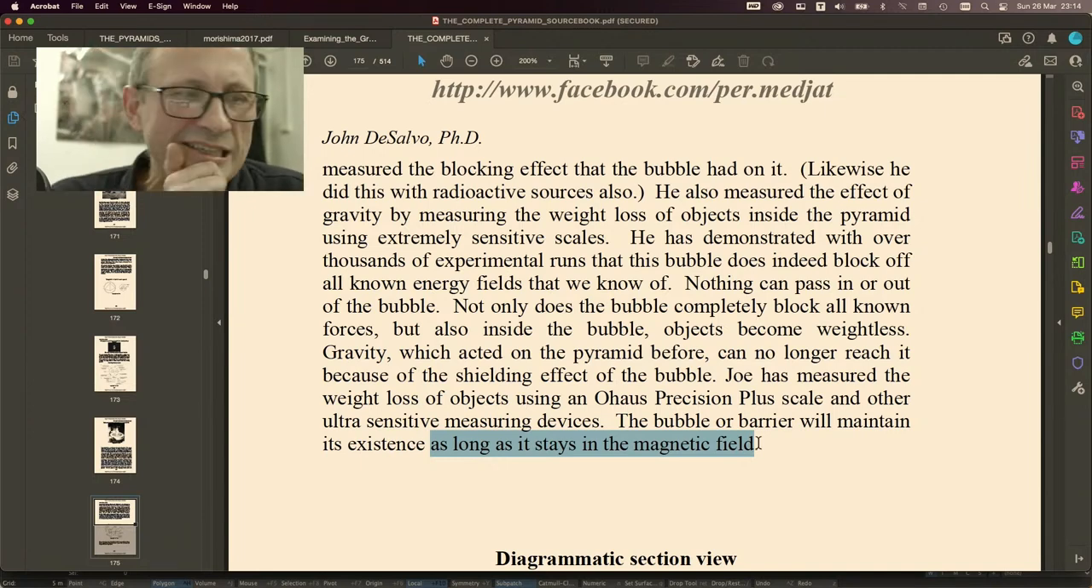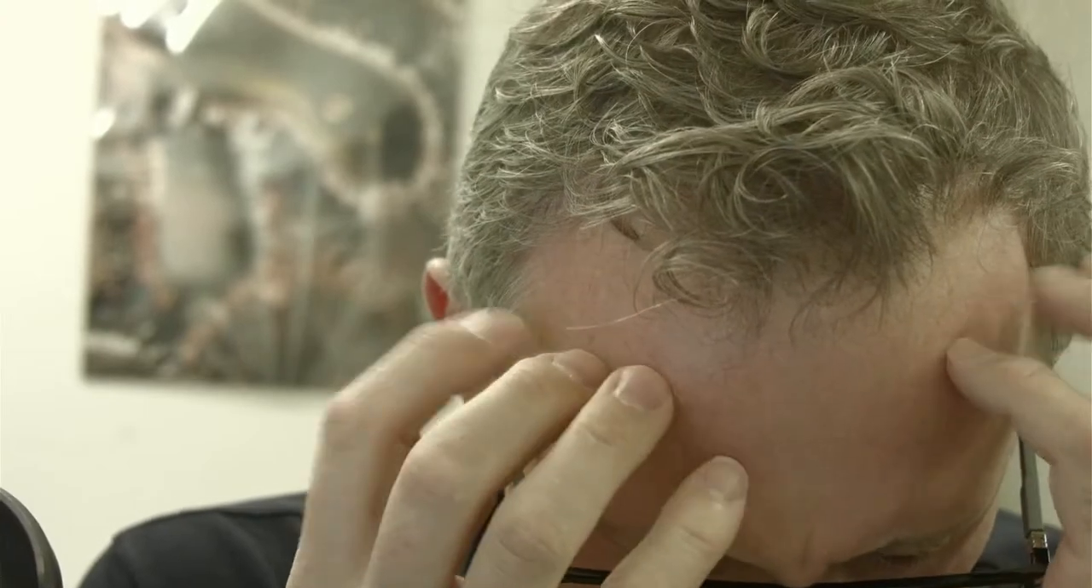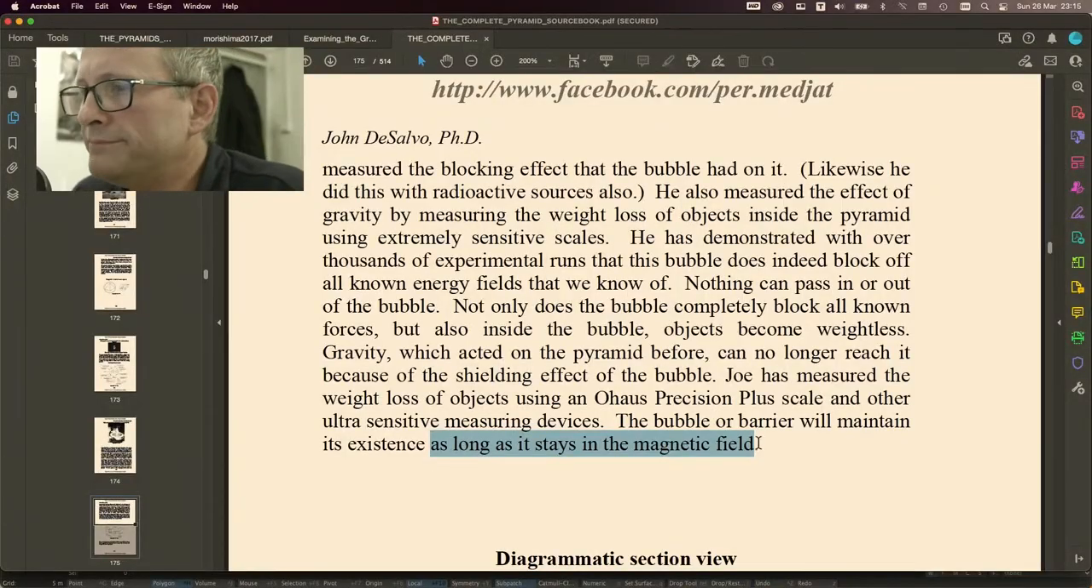I wonder what magnetic field the Great Pyramid of Giza is inside. What magnetic field is it? Is the Great Pyramid of Giza inside? Oh, yeah, that's right. It's the Earth's geomagnetic field.